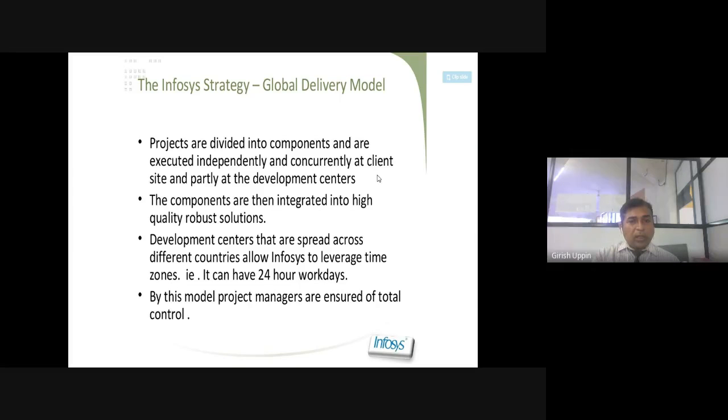Development centers that are spread across different countries allow Infosys to leverage time zones. Okay, if you see, there are development centers in Europe, in Asia, in US. So based on the client location, each of the development centers will coordinate in such a way that they can work for 24 hours a day. Means it is not the individual, it is the work for a particular client that is done 24 into 7, means 24 hour work days. So they will leverage their development centers. By this model, project managers are ensured of total control.